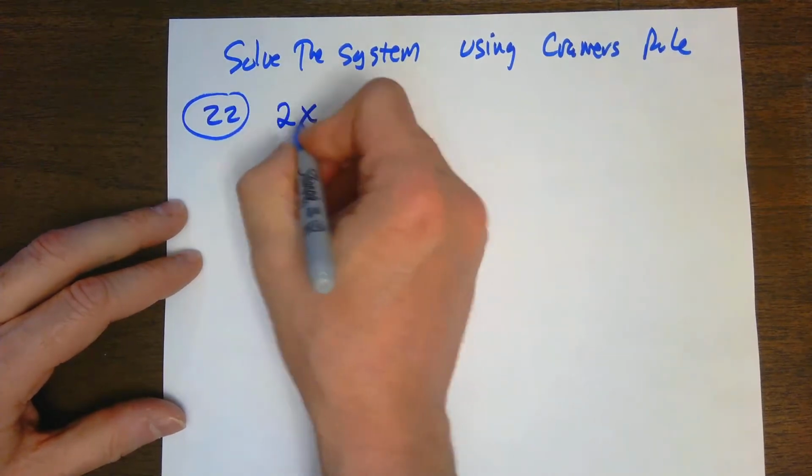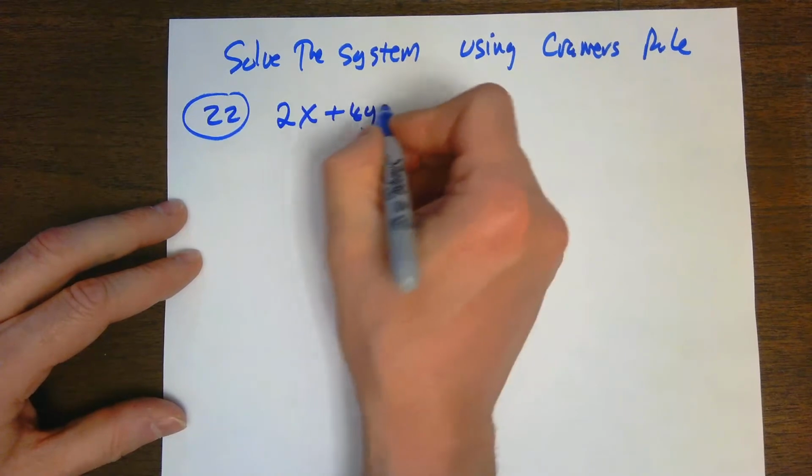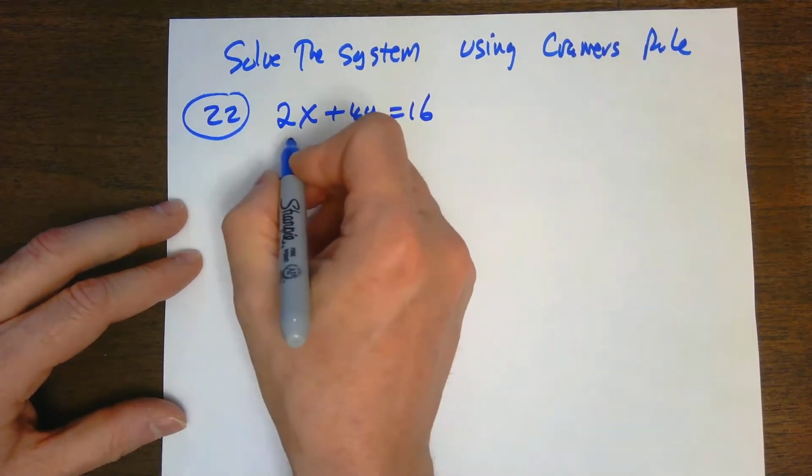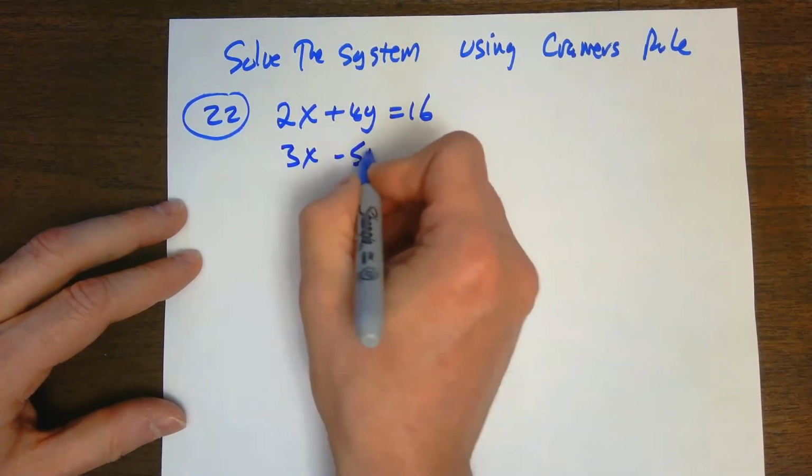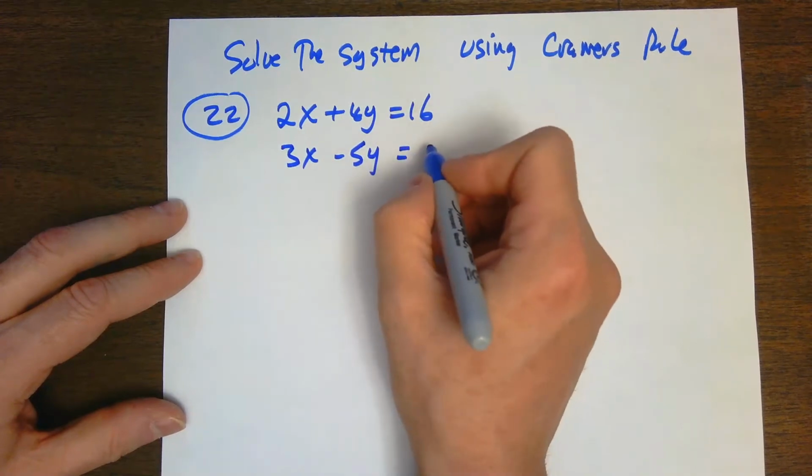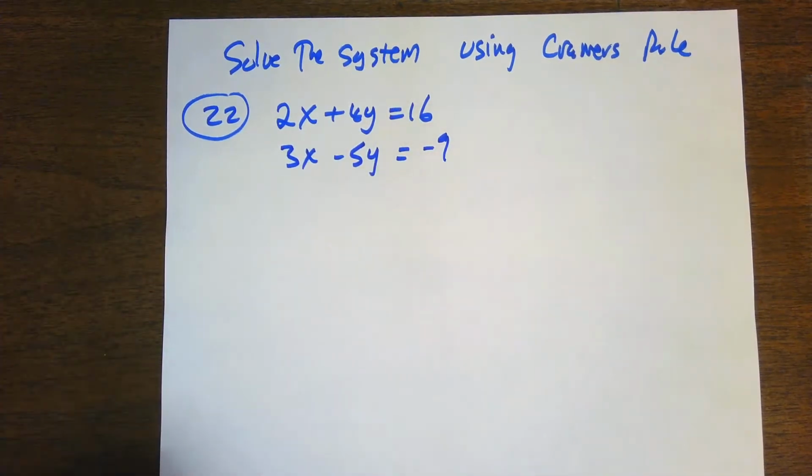It says 2x plus 4y is 16, and 3x minus 5y is negative 9. There's my system: 2x plus 4y equals 16, 3x minus 5y equals negative 9.